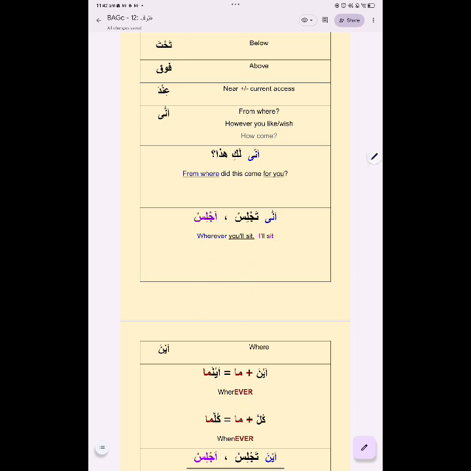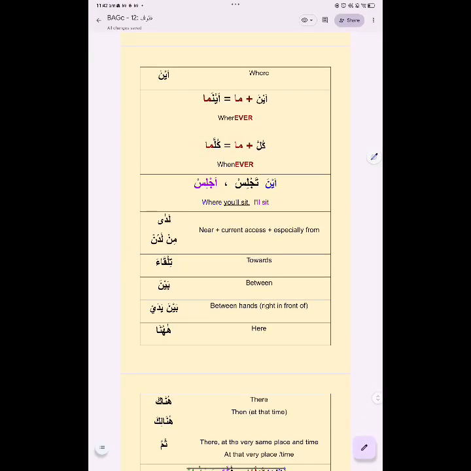Then you've got ayna. Ayna means where. If you pair it with ma, then it becomes wherever. Ayna plus ma equals aynama, wherever. Kullu plus ma equals kullama, whenever. Ayna tajlis ajlis. We had done that already. Wherever you sit, I'll sit.